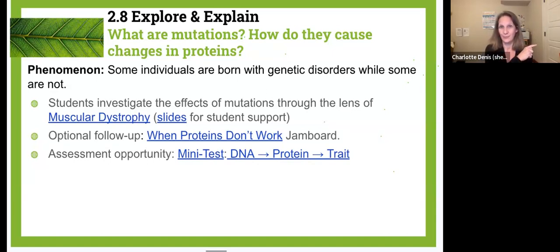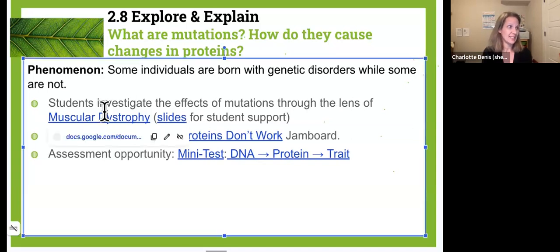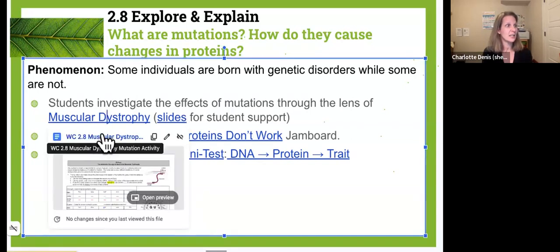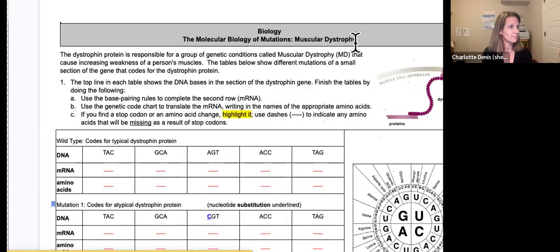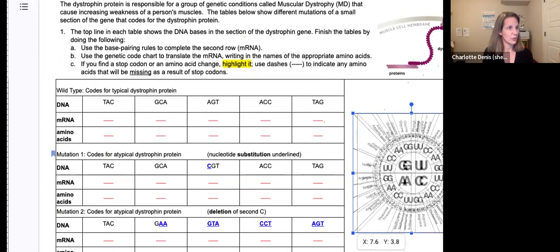the ins and outs of how the protein is made per se. Like we talked about earlier, pulling back on some of that detail in the previous lesson, but here is where they actually need to know the impacts of when things don't go correctly. So they first investigate the effects of mutations in the context of the condition muscular dystrophy. And so we focus on the protein dystrophin.